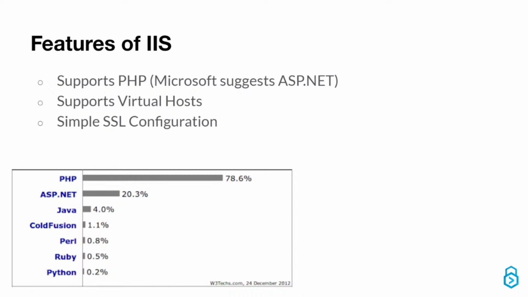IIS also supports virtual hosts for FTP and web servers. If you don't know, virtual hosts are a way to have more than one website on a single IP. The way it works is when you make a request to a server, it has the website that you want and the IP, and then the server asks what website do you want, and it returns that page to you based on the website you're going to.